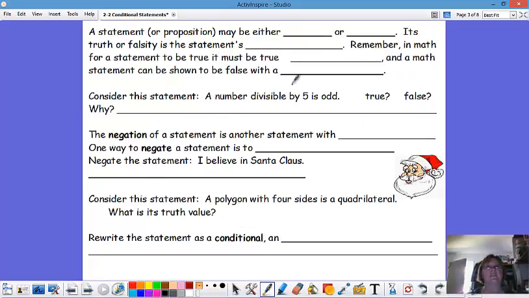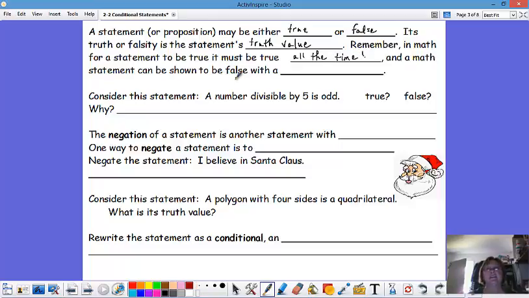Oh, this looks like lots of wordage. A statement or a proposition is another word for that. It may be either true or false, folks. It could be either true or false that group of kids were cool, remember? Its truth or its falsity, kind of an odd word, is called the statement's truth value. Whether it's true or false, that's its truth value. And in math, if a statement is going to be true, it must be true all the time. No exceptions. Truth in math means it works every single time.